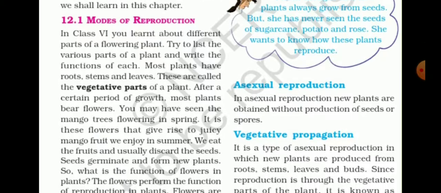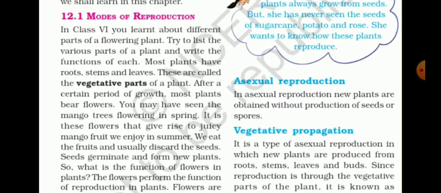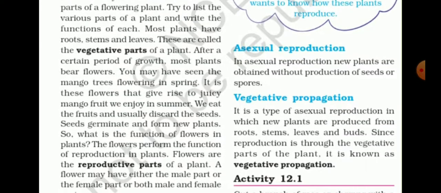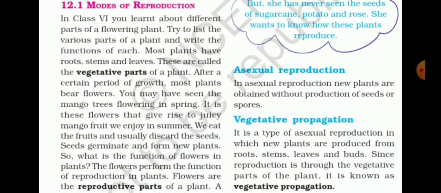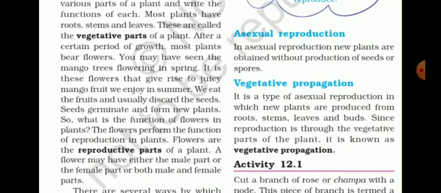After a certain period of growth, most plants bear flowers. What are the vegetative parts? Most plants have roots, stems and leaves. That is the vegetative parts of plants. What are the reproductive parts? Flowers are the reproductive parts. Which one is the vegetative parts? Roots, stems and leaves. Then reproductive parts: flowers.